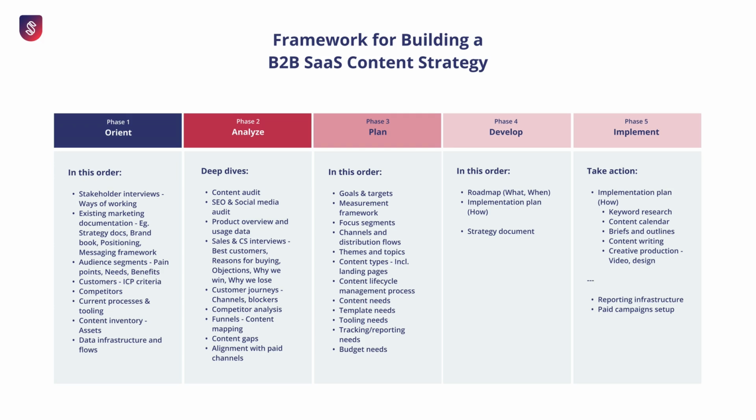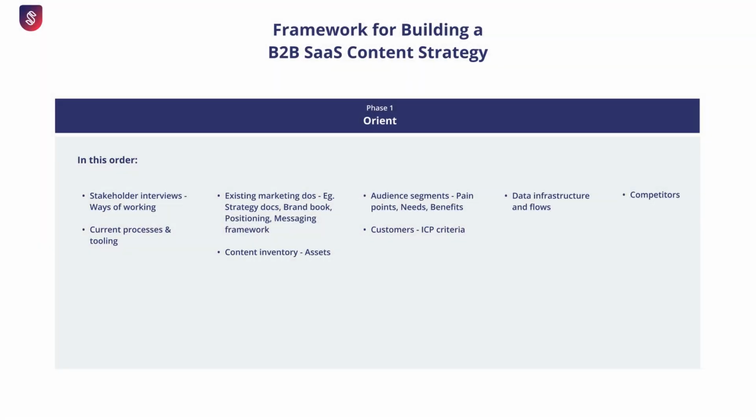This framework consists of 5 phases: orient, analyze, plan, develop, and implement. I will first walk you through each of them at high level and then we dive deeper. The first phase, orientation, helps you understand the current state of things. From what content you have to how the content is performing to who is involved in creating the content.